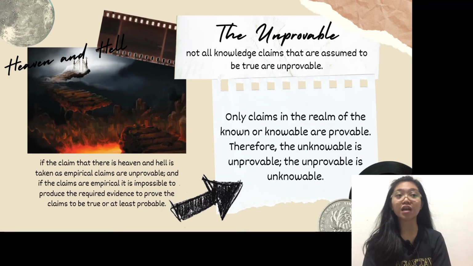The claims are empirical. It is impossible to produce the required evidence to show the claims to be true, or at least probable. And so, these claims are unknowable. Only claims in the realm of the known or knowable are provable. Therefore, the unknowable is unprovable, and the unprovable is unknowable. Our obligation as critical thinkers is to immediately reject such unknowable claims. But if they are taken as evaluative claims, then the required evidence is the strength of the intersubjective consensus of people playing a language game while sharing a form of life.